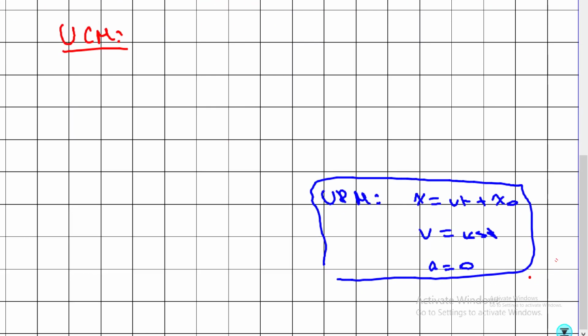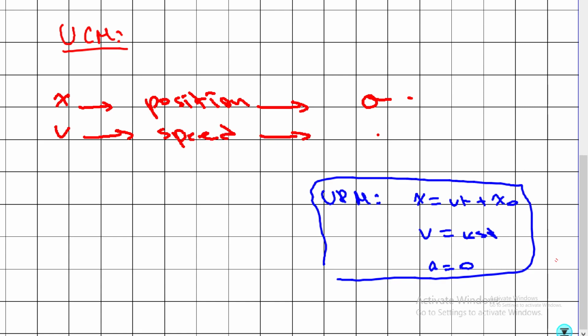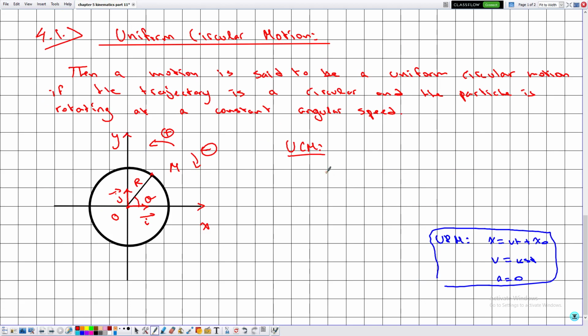now recall that x represents the position. For the circular motion, the position is given by angular position, which is theta. Now the speed is given by the angular speed, which is omega, and as for the acceleration, it's given by the angular acceleration, which is alpha. Then in this case, for UCM, the relations are given by theta is equal to omega t plus theta 0. Now v represents omega. Omega is equal to a constant, and the angular acceleration is equal to 0. And we are done with the UCM.